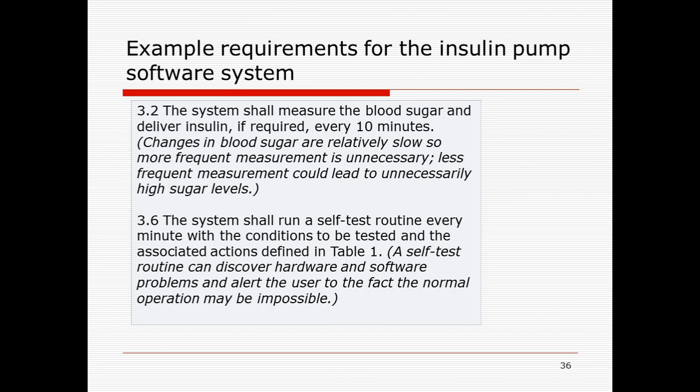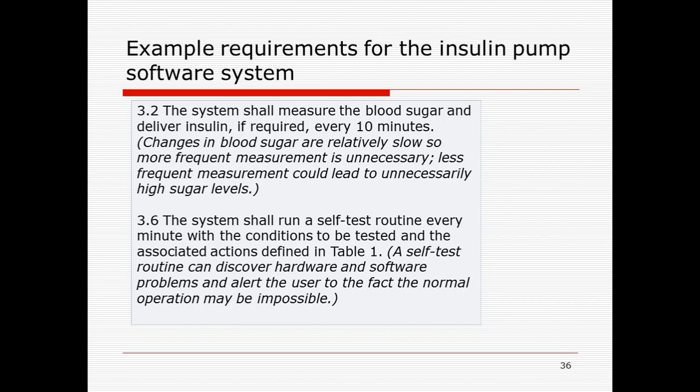Basically, it is not necessary to measure the blood sugar level very frequently, but if the measurements are not frequent enough and very few are done, then the blood sugar level may actually go up. So this should be somewhere in between, that is, the proper estimation of the time should be done to provide the insulin to the patient.